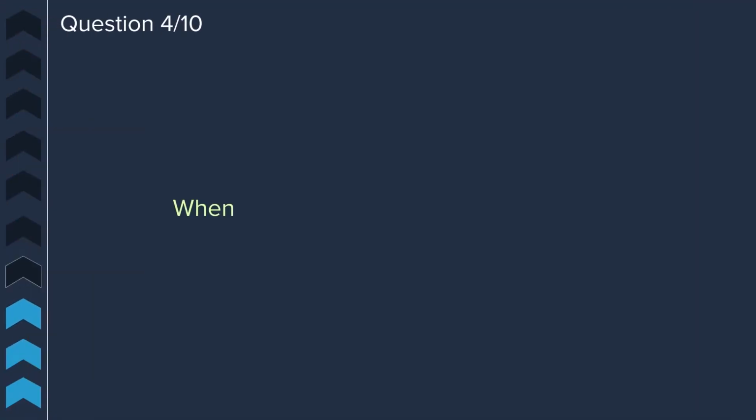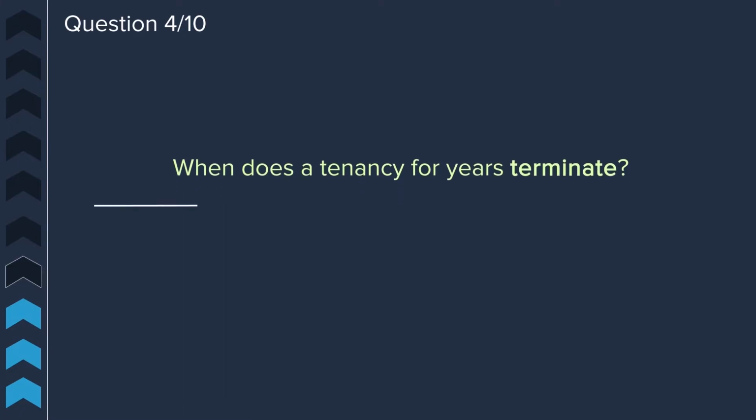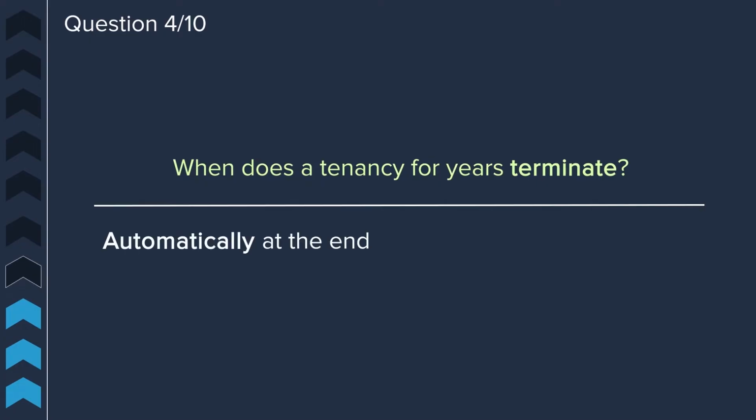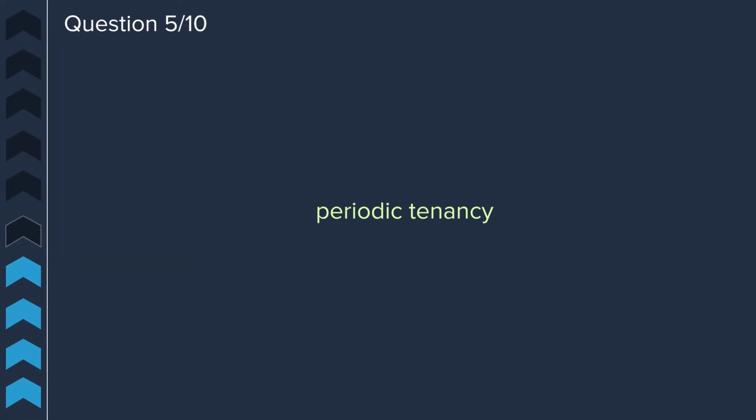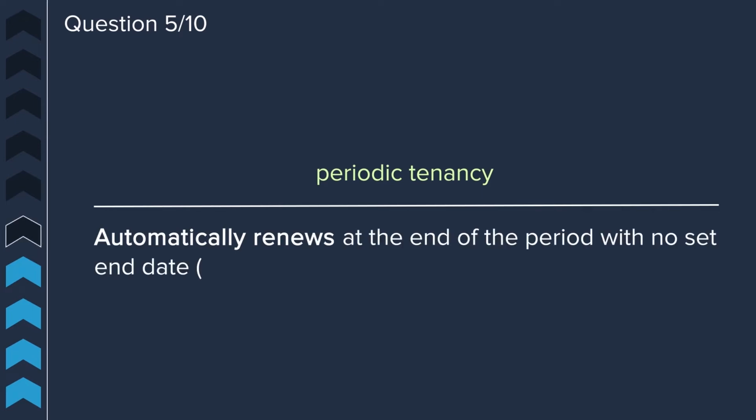Question 4. When does a tenancy for years terminate? A tenancy for years terminates automatically at the end of the fixed period or end date. Question 5. What is a periodic tenancy? A periodic tenancy is one that automatically renews at the end of the period with no set end date, for example, a month-to-month lease.